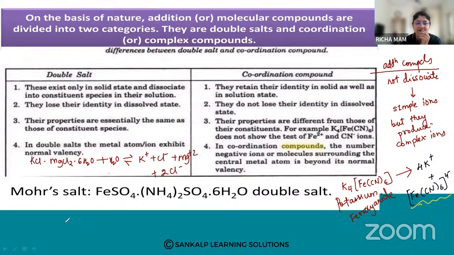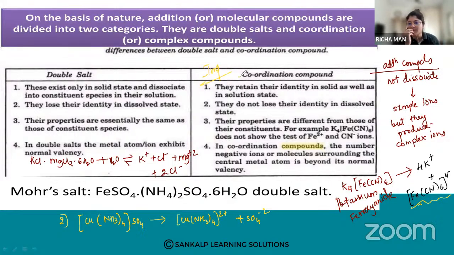One more example, let us take a second example: [Cu(NH3)4]SO4. This is another example of a coordination compound. When you add it in water, it will dissociate into [Cu(NH3)4]2+ and SO4 2-. So remember what a coordination compound is, and remember one example. Important.